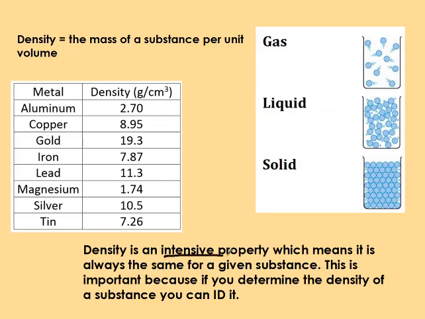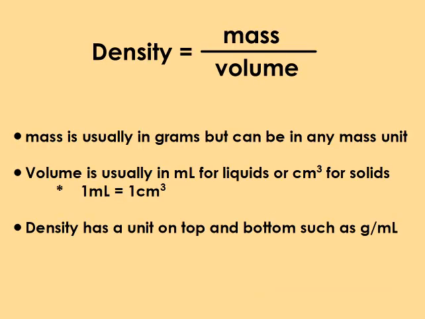Density is an intensive property, which means that it's always the same for a given substance. This is very important because if you determine the density of a substance, you can identify it. We can also find densities on reference tables online. So if I find the density of a substance to be around 9, there's a good chance that it may be copper. If the density always changed, then this information wouldn't be available on a table. So density is very important to help you identify what it may be.